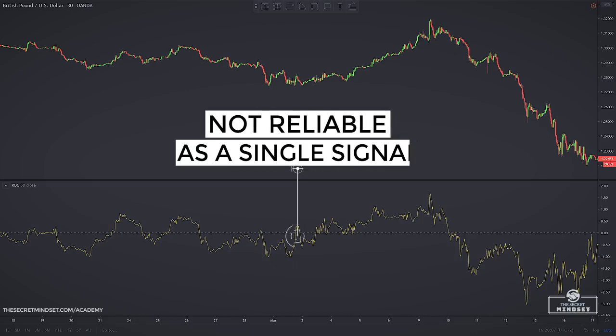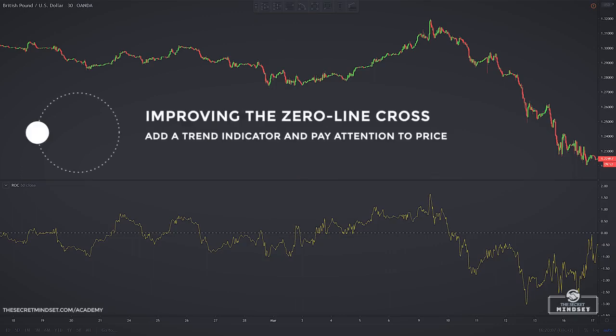And this is an important point to note: the rate of change reacts to price and not the other way around. Therefore, you need to focus on price and price action as well before trading this simple method with the rate of change indicator. We can improve the zero line crossover approach when we combine the price rate of change with a trend indicator.